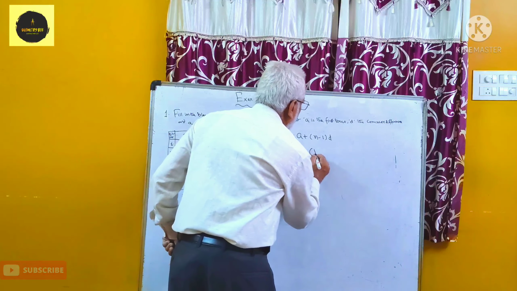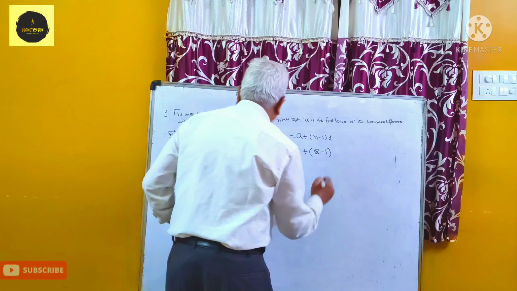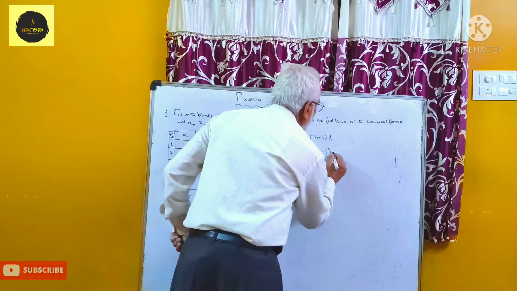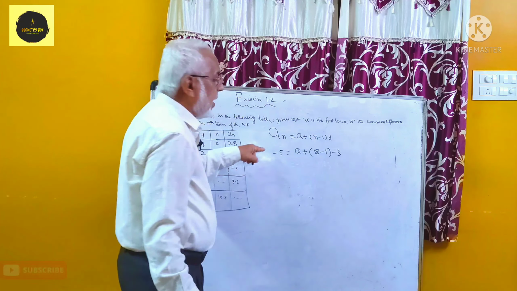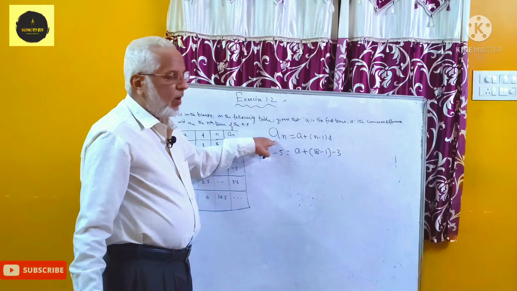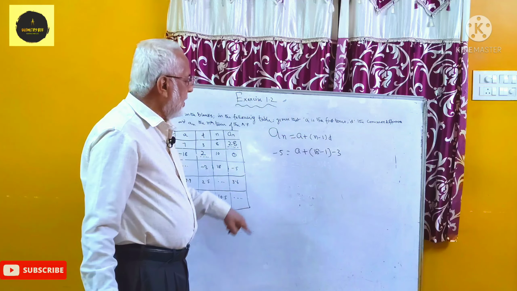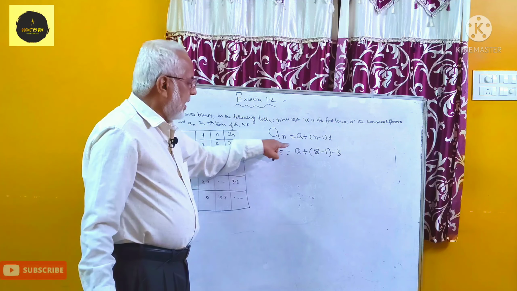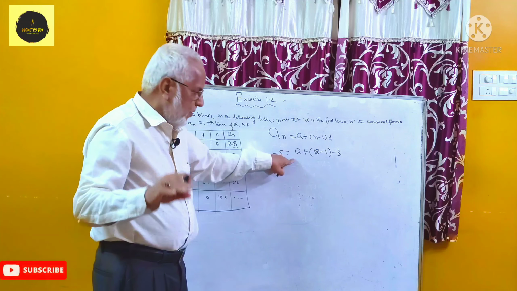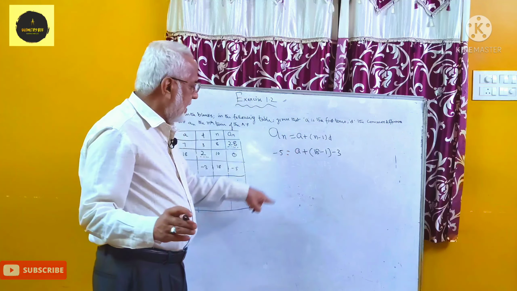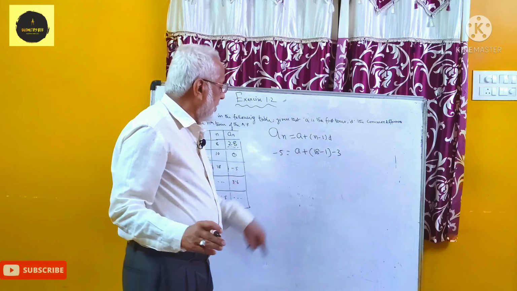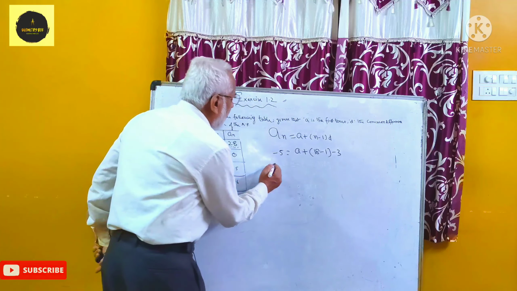n is how much? It is 18, so 18 minus 1, into d. How much is d? d is minus 3. See, once again I want to repeat that an = a + (n - 1)d, where an is equal to minus 5, a we do not know and have to find, n is 18, and d is minus 3.